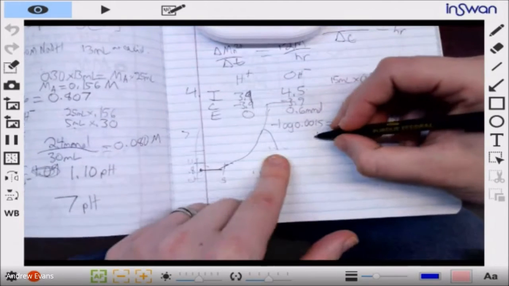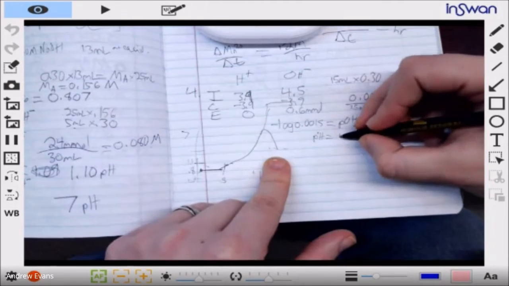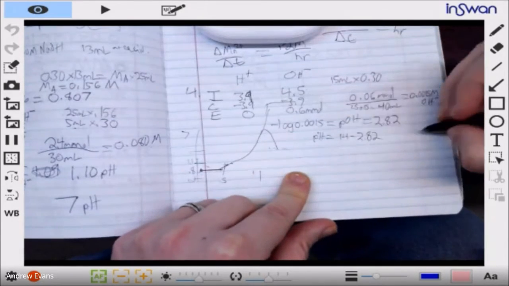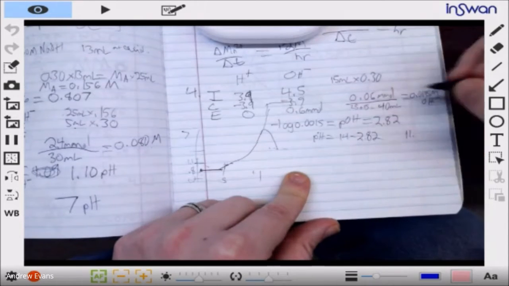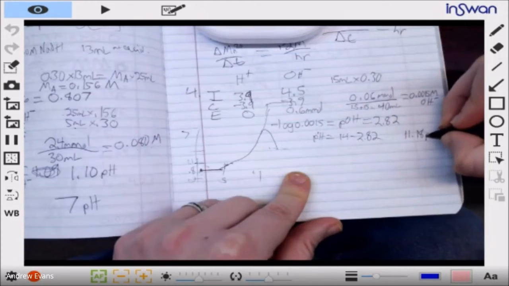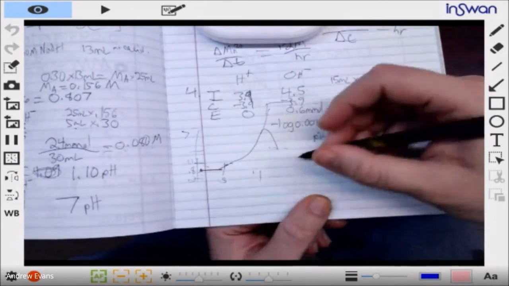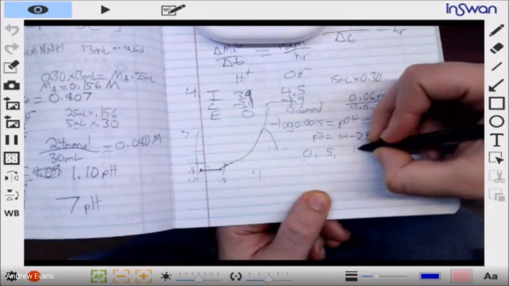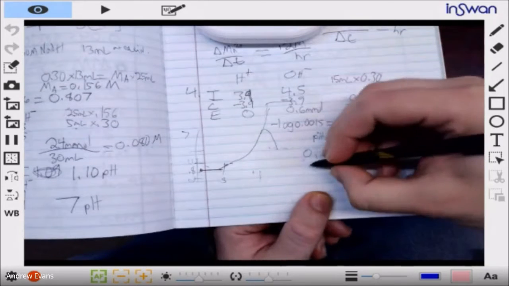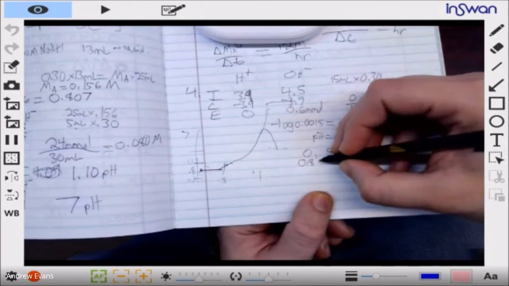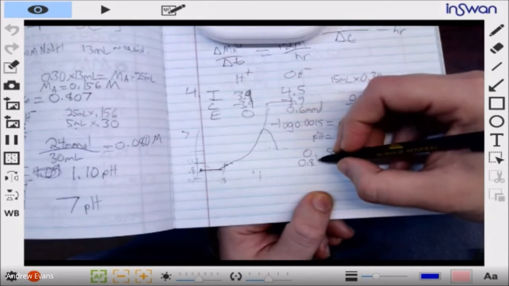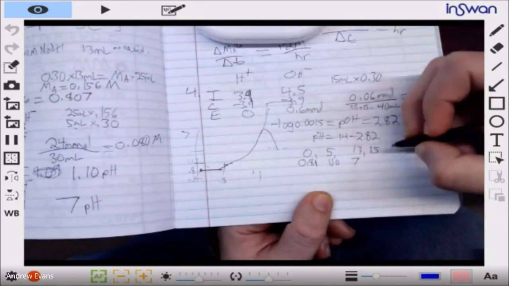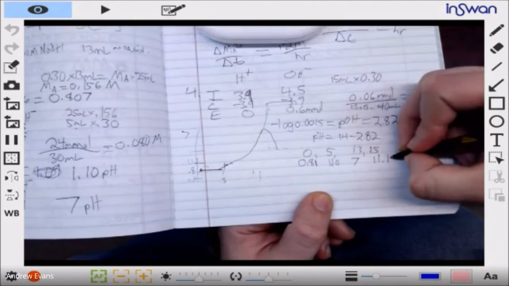So to get pH, pH is equal to 14 minus POH. So we'd have 11.18 pH. So what are the points? Well, at our 4 points, at 0, 5, 13, and 15, we have 0.8, we'll say 0.81. We have 1.10. We have 7. We have 11.18.